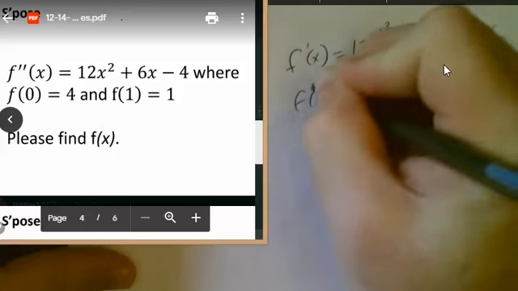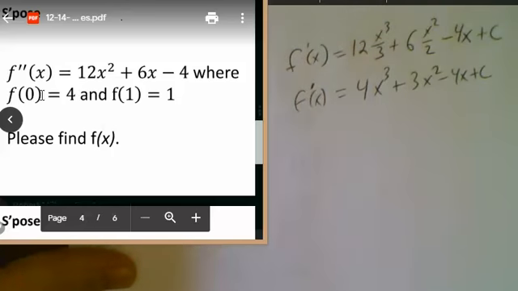And now we look back at what other information they gave us. Unfortunately, neither of these pieces of information are anything about f prime, so I can't do anything with this yet. I'm going to have to double dip. I'm going to have to take another antiderivative and then end up hopefully with something that I can simplify.